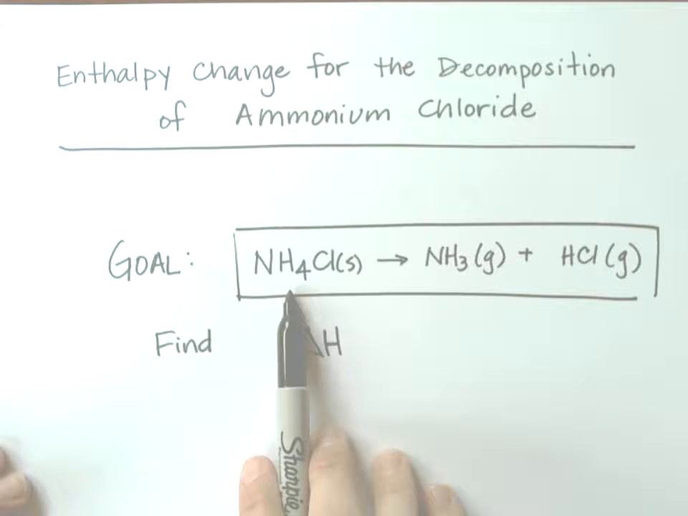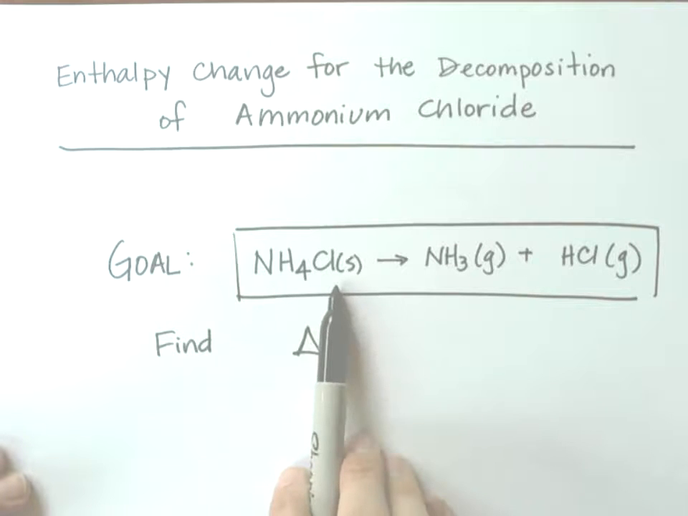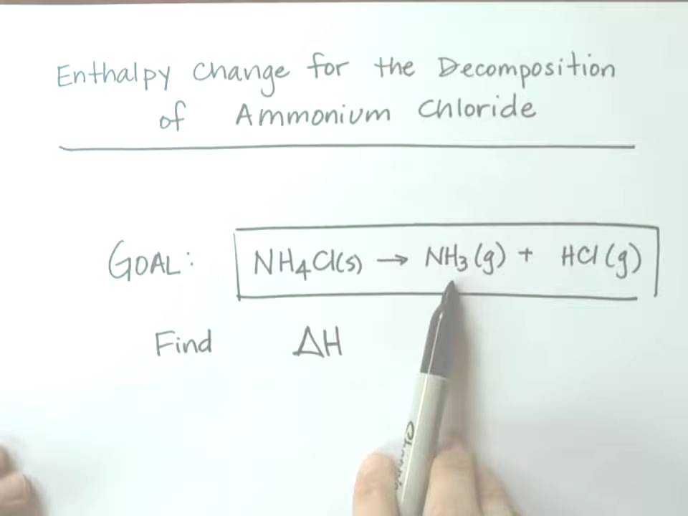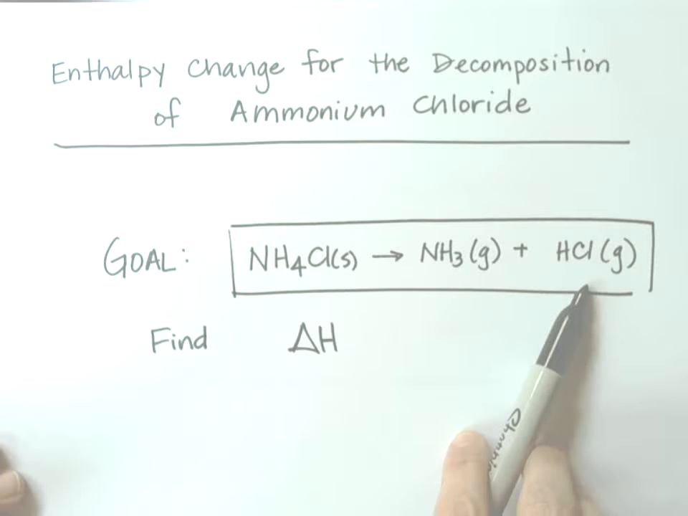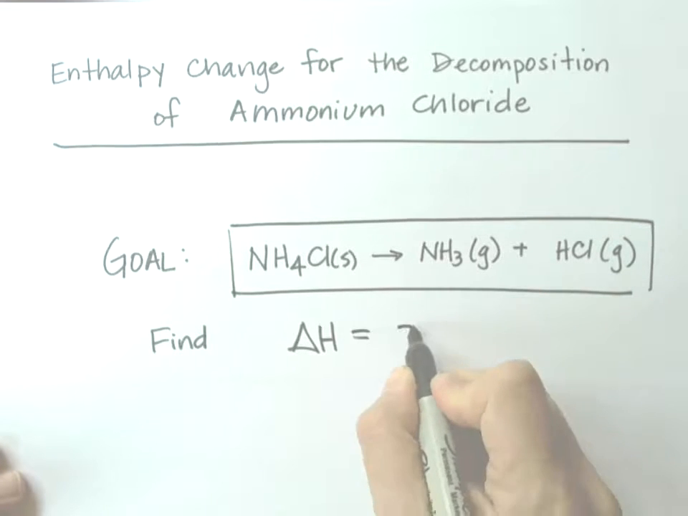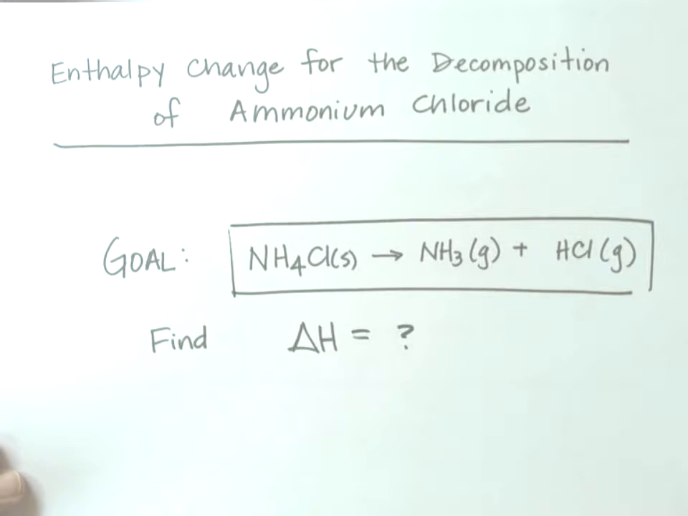So here's what we want to know. We want to know if we were to take some solid ammonium chloride and decompose it into ammonia gas and hydrogen chloride gas, what would be the delta H for this reaction? And so that's the ultimate goal of the experiment. Sometimes, though, it's very difficult to do certain reactions and measure their delta H. So we do it an indirect way.